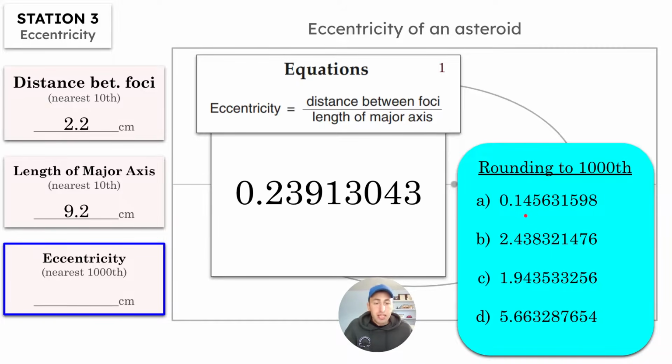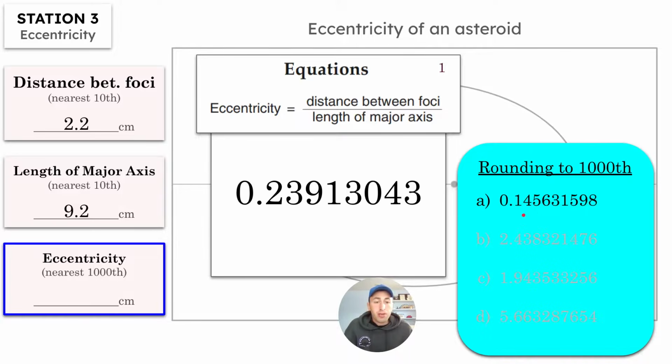So here, as an example, we have this one right here, which is 0.145631598. And if you see here, you do 3 places after the decimal, which is 0.145. So it's right here. And then you look at the number to the right of it.